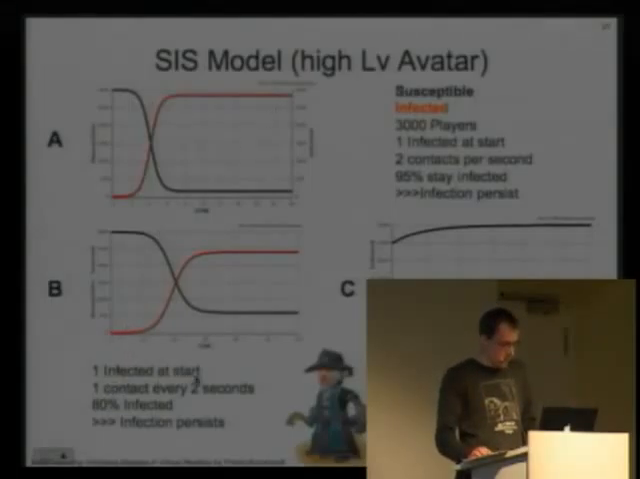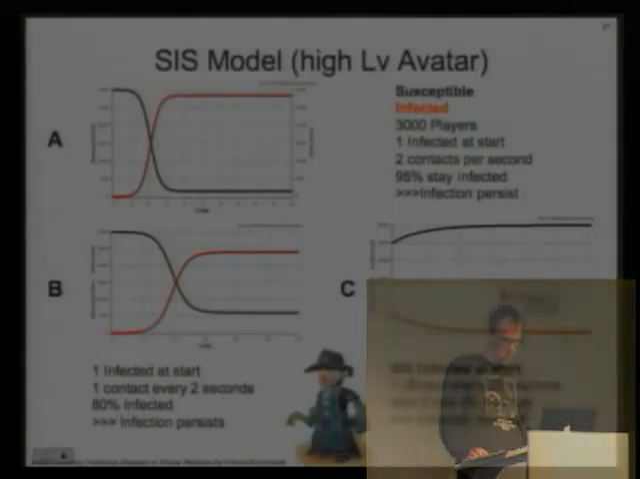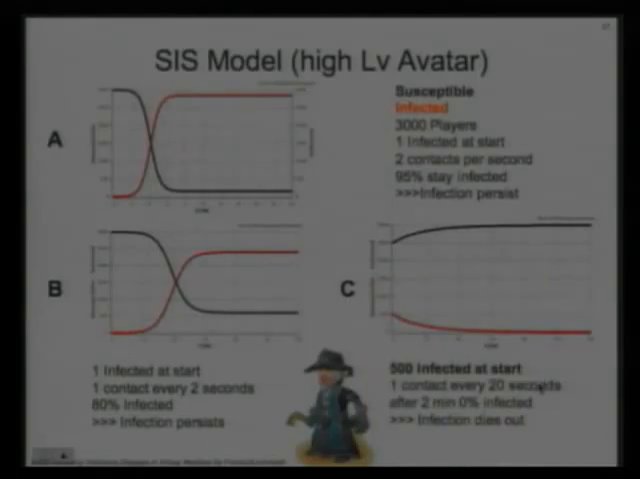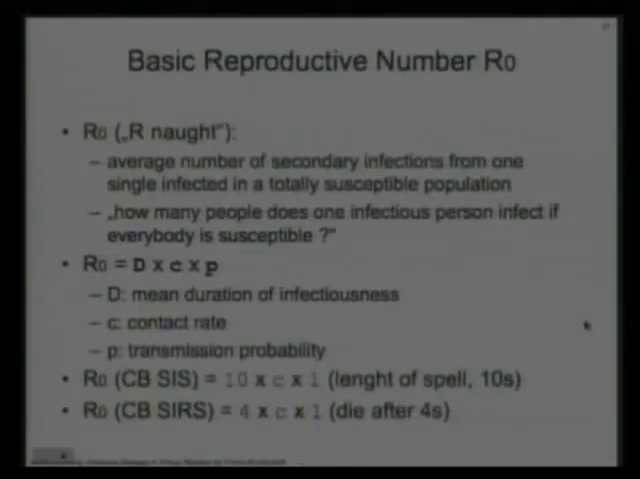Now, if the contact rate is a bit lower, you have like 1 contact every 2 seconds, well, 80% of people stay infected all the time. And it's still not very good. And if you have 1 contact every 20 seconds and start with 500 infected, then it goes down to 0. So there must be something with the contact rate going on.